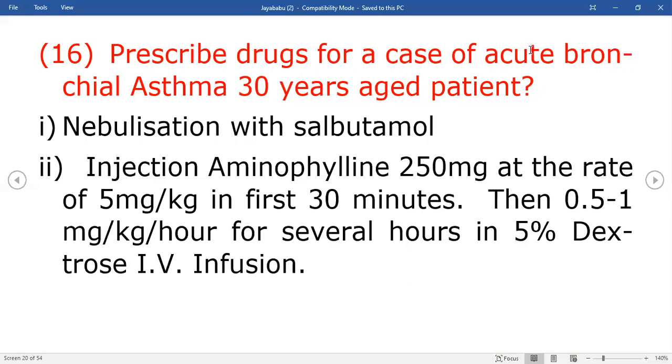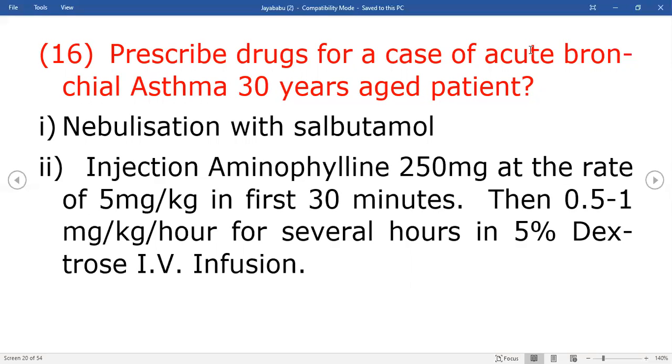So nebulize the patient. So put him on oxygen nebulization with salbutamol. And then injection aminophylline 250 mg at a rate of 5 mg per kg in the first 30 minutes. Then 0.5 to 1 mg per kg per hour for several hours. In 5% dextrose, IV infusion should be started.